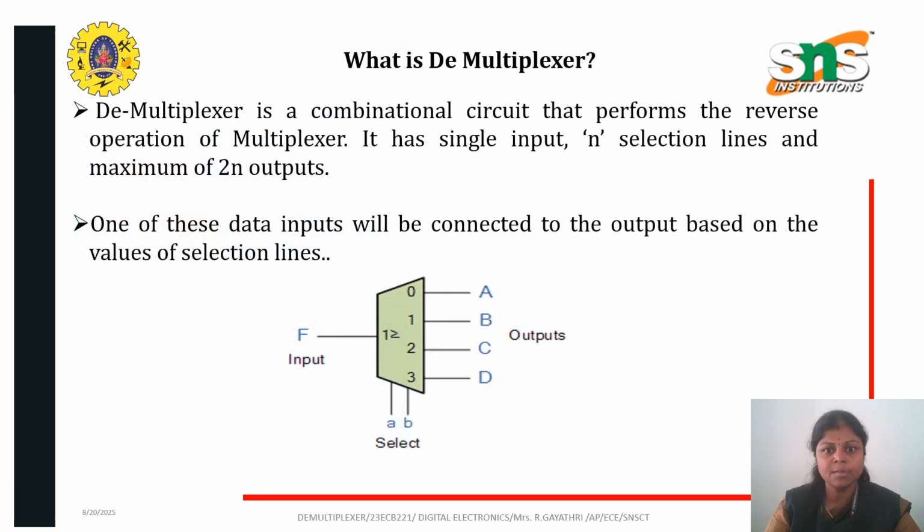First is the demultiplexer. The demultiplexer is one of the combinational circuits. A combinational circuit represents a memoryless circuit, and the demultiplexer performs the reverse operation of a multiplexer. In the multiplexer, we have many inputs and one output. In a demultiplexer, there is one input and many outputs depending upon the n selection lines. One of the data inputs will be connected to the output based upon the values of the selection lines. In the multiplexer and demultiplexer, the output depends only upon the selection lines.